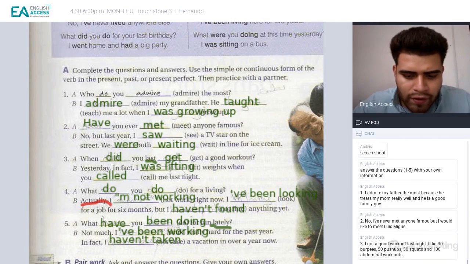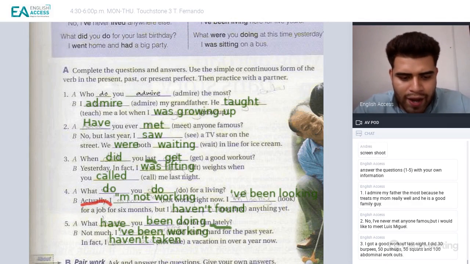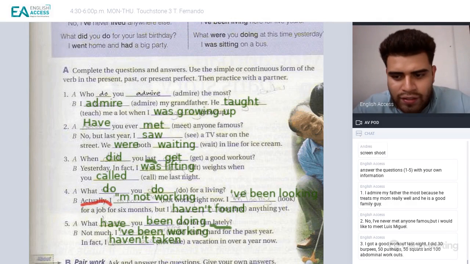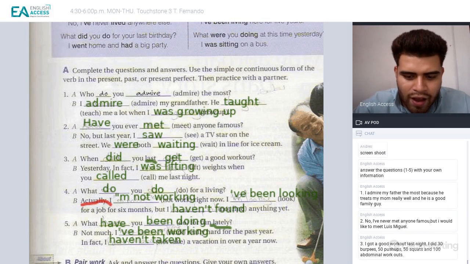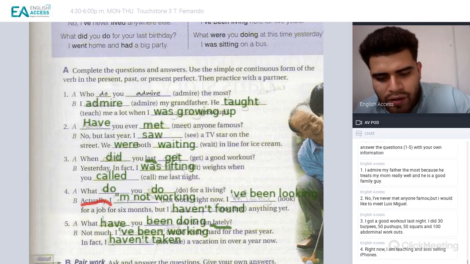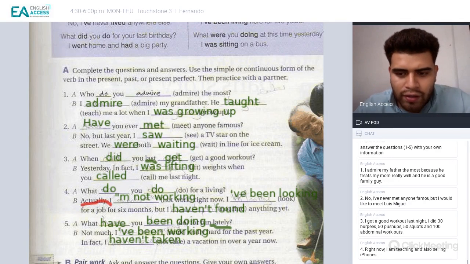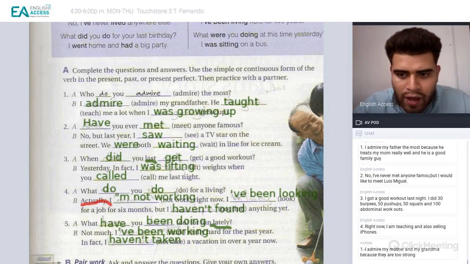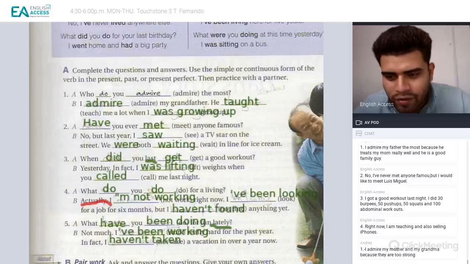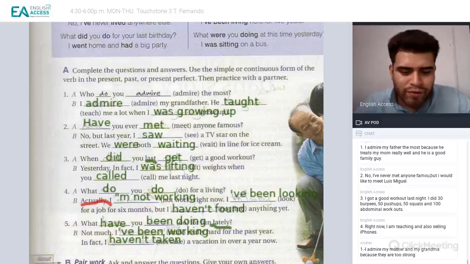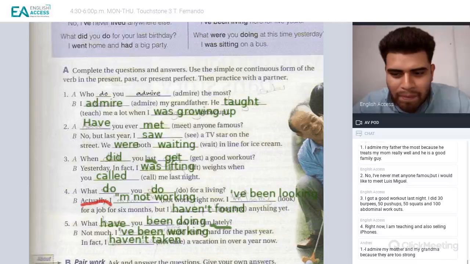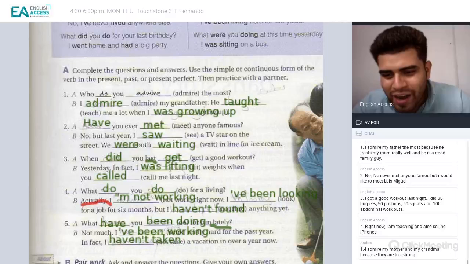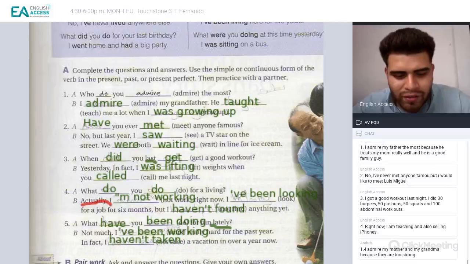Four, what do you do for a living? Right now, I am teaching and also selling iPhones. And number five, what have you been doing for fun lately? For fun, I've been going to the beach and, well, no, not really. I can't go to the beach anymore. For fun, I've been watching Franco Escamilla on YouTube.